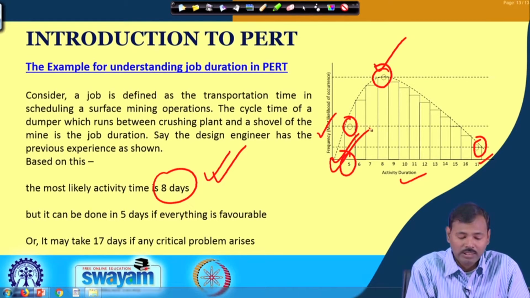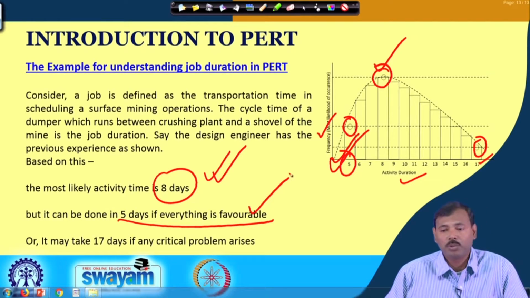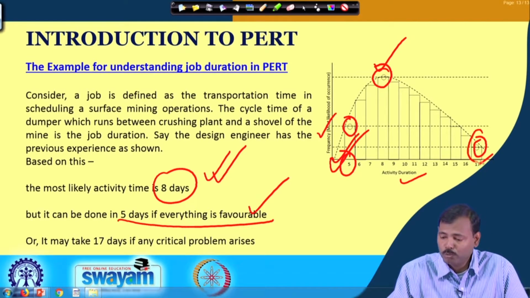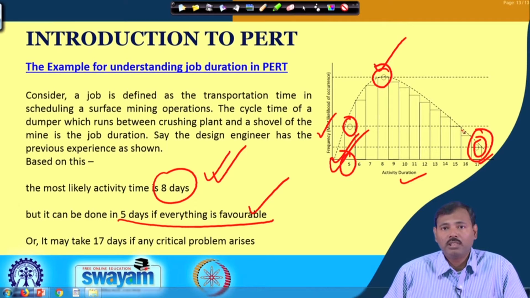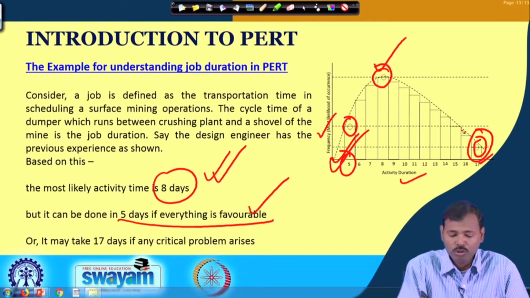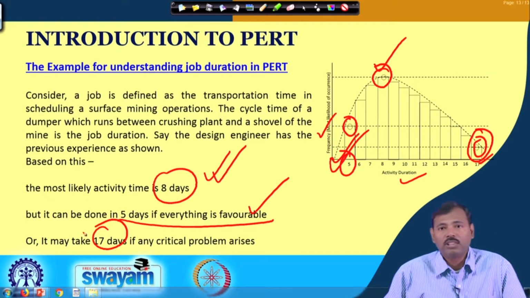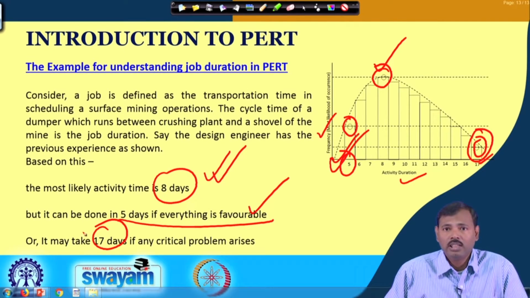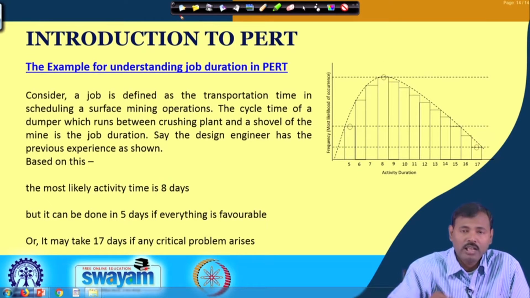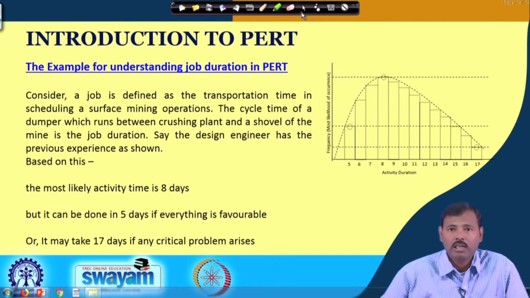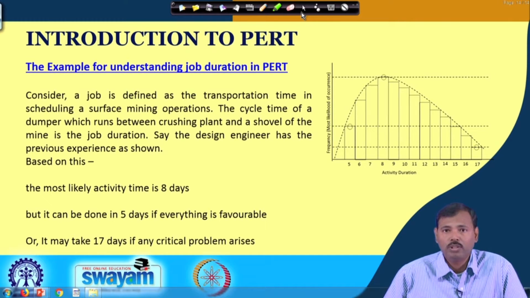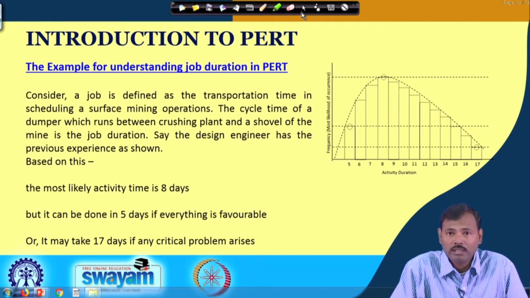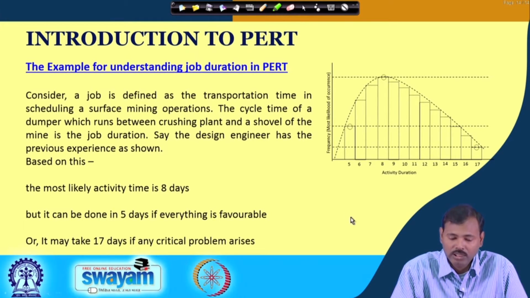So, we are considering that this is the most favorable case and the most optimistic time, and this is the most pessimistic time which we have experienced so far. We are considering these 17 days as the pessimistic time. So, basically, as per our understanding, we are considering the most likely, most optimistic and most pessimistic times while considering the uncertainty of the completion time of a job.